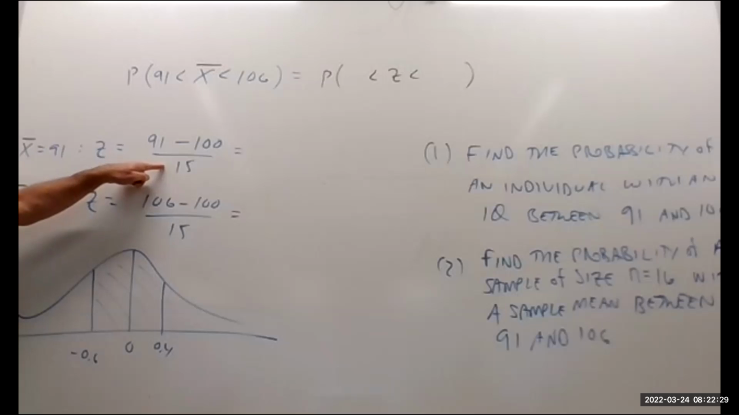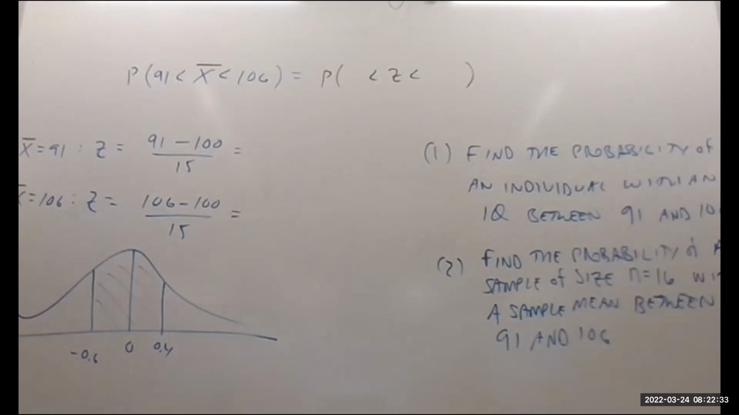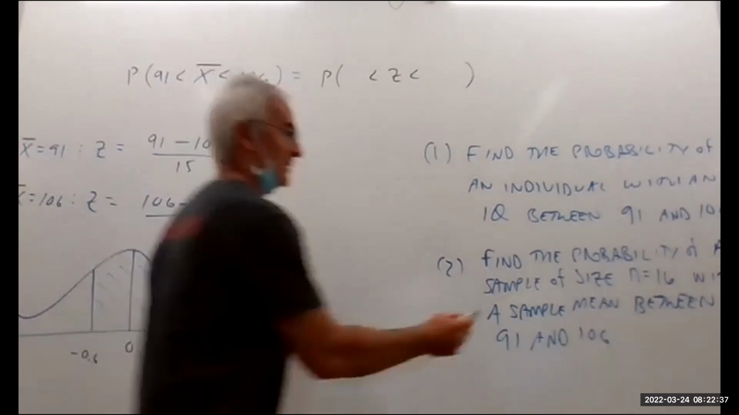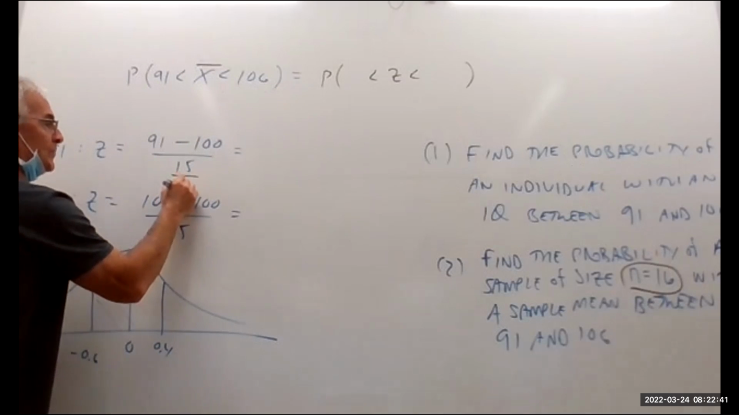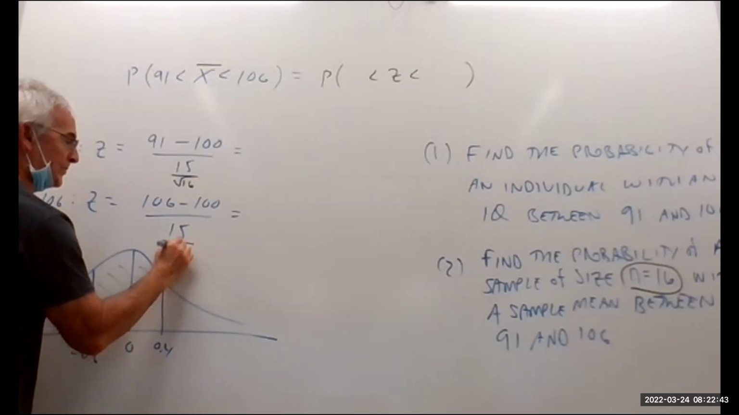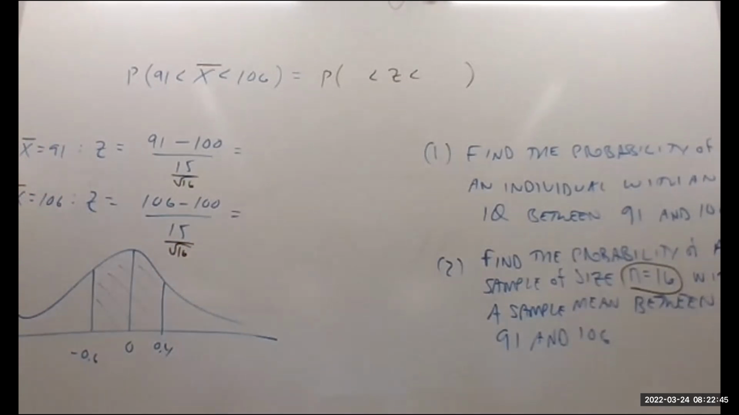I don't use sigma. Now what do I use? Sigma over the square root of n. What is n? 16. Oh, so I go over the square root of 16. What's the square root of 16? 4. So this is going to multiply my previous z-score exactly by 4.